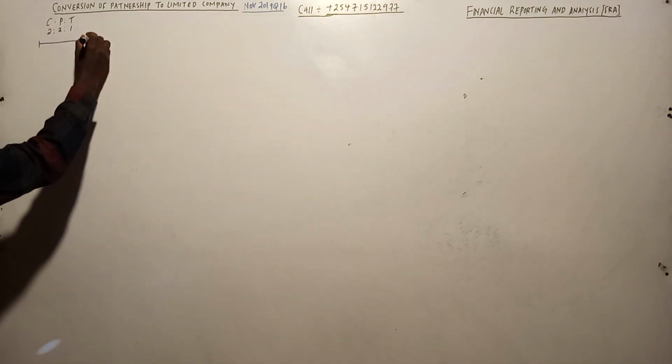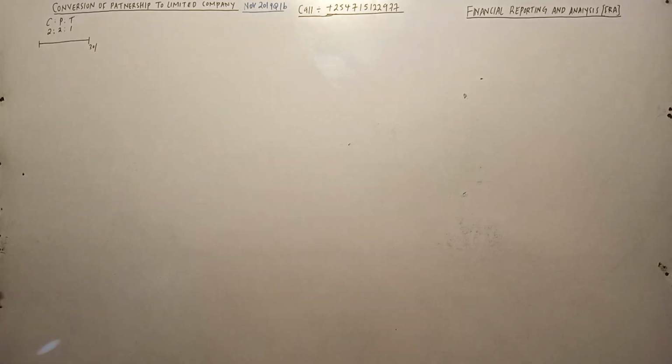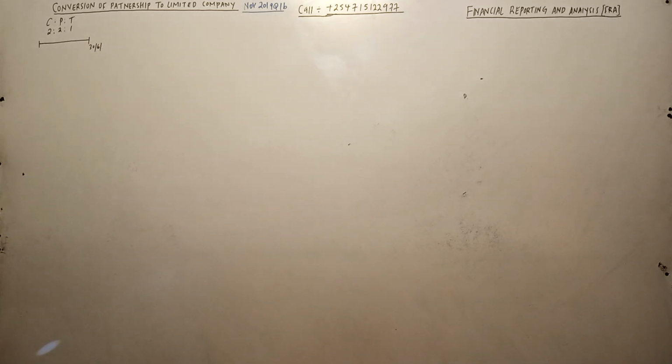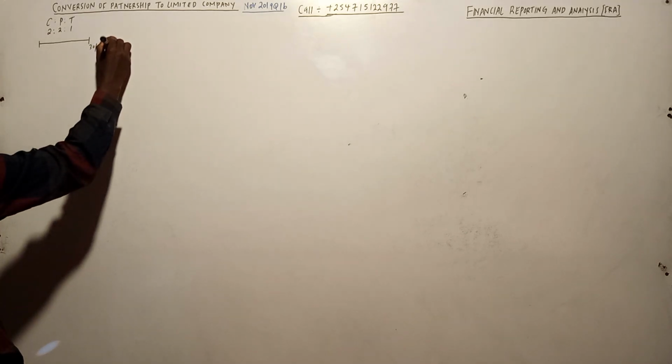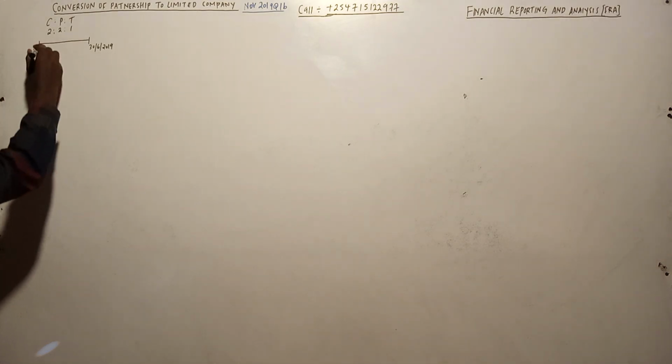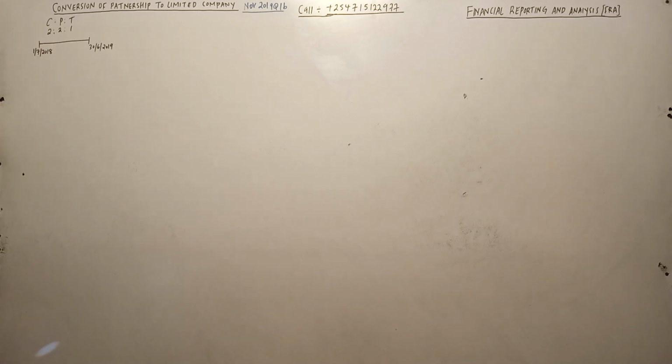On 30th June. Now you need to check when the financial statement is starting. Our financial statement ends on 30th June. So if we draw a small one here, our statement ends on 30th June. June ni mwezi wa sita. Mwezi wa sita. June 2019, meaning it is starting on 1st July 2018. So that is the financial year starting.